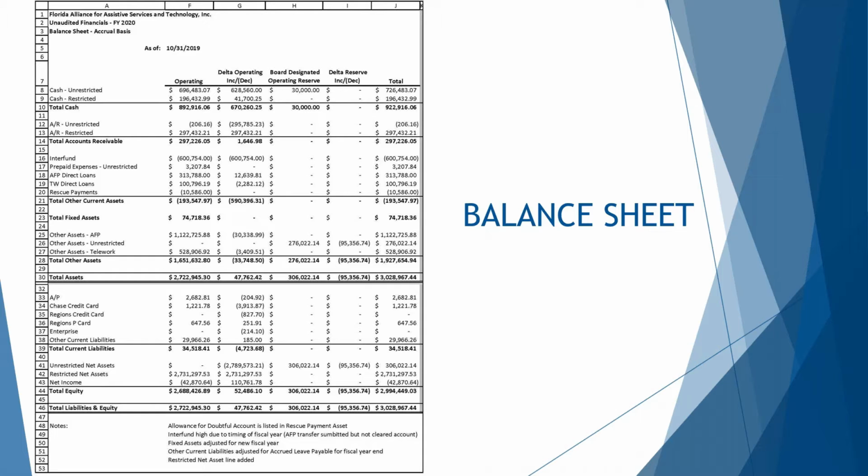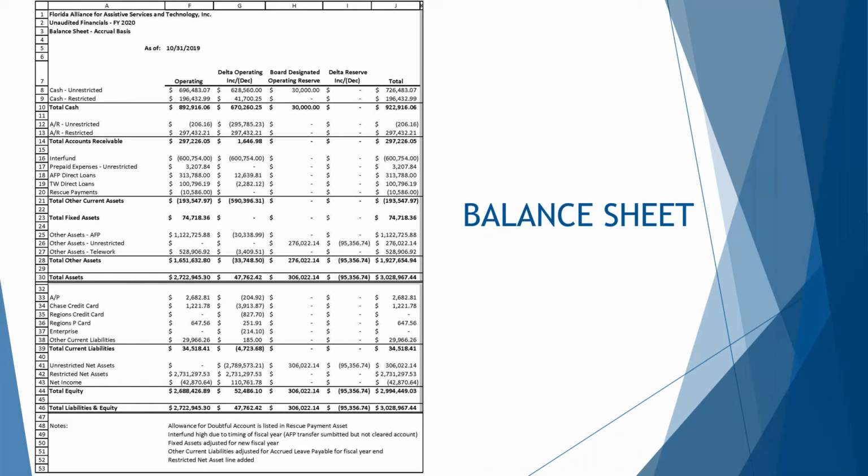So the next chunk is the other assets. This is looking at what is in our investment accounts. So you see we have the AFP investment account, our unrestricted investment account, and our telework investment account. The unrestricted is actually our board designated operating reserve. And you can see as they fluctuate month to month, this does encompass the unrealized gains and losses in this number. So you can see how the market has gone up and down.